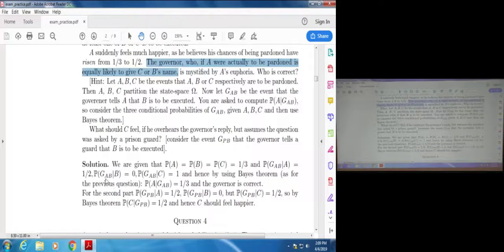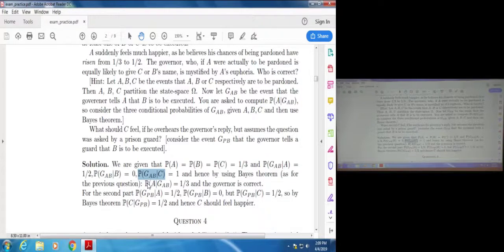Now the probability the governor tells A that B is to be executed, given that B is to be pardoned, is 0, because if B is to be pardoned, we assume the governor doesn't lie. This is up to debate, but it's the most reasonable assumption. And the probability that the governor tells A that B is to be executed, given that C is to be pardoned, is 1, because he's not lying, but he doesn't want to give any information. So he just tells him B is going to be executed, and I know C is going to be executed. The governor has the information.